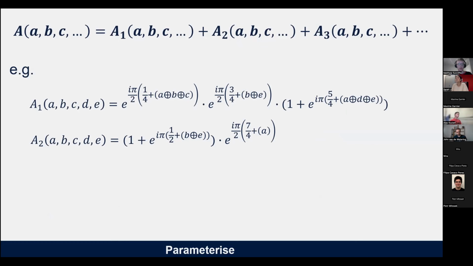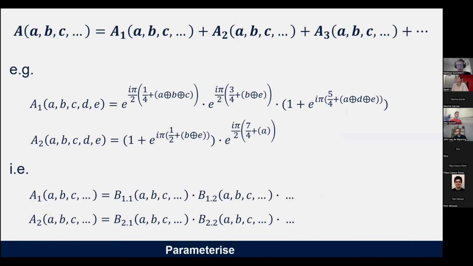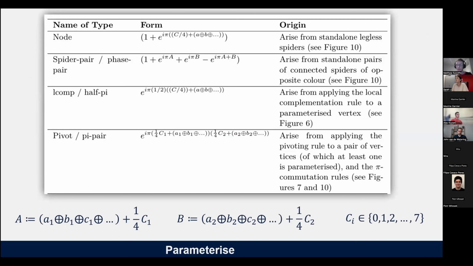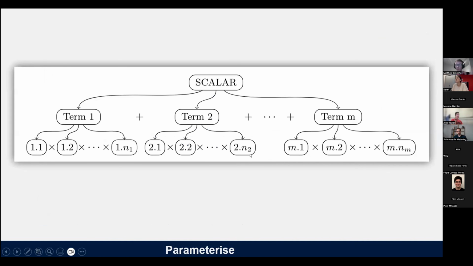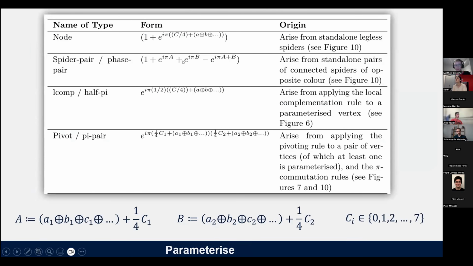So the parameterized scalars that we'll end up with will be some complicated, messy looking string like this. And while this looks very messy, they do all follow some structure. So each term will be of one of these 4 formats. And the overall scalar will map to this structure. So it'll be the sum of a bunch of terms, and each of those terms will be the product of a bunch of subterms in these forms.